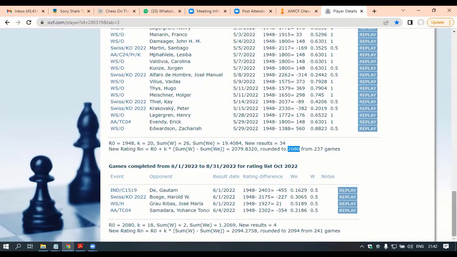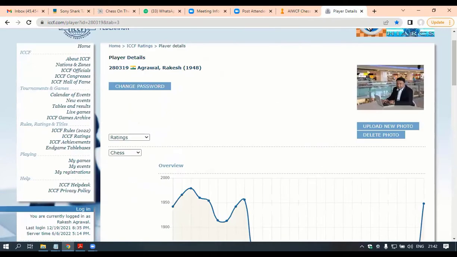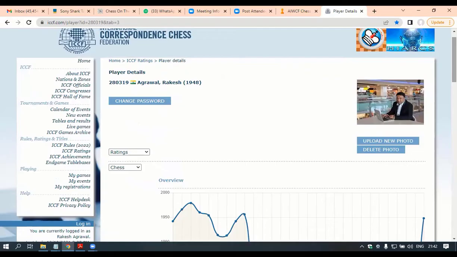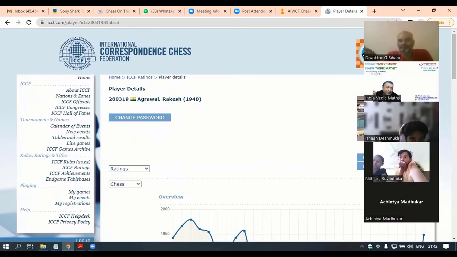You will get a lot of international games, guys. There are so many players from all different countries. This is for ICCF, similarly for AICWCF. I'll send you the link again if you want. Do register for it. The good thing is you can play games as per your own timing.